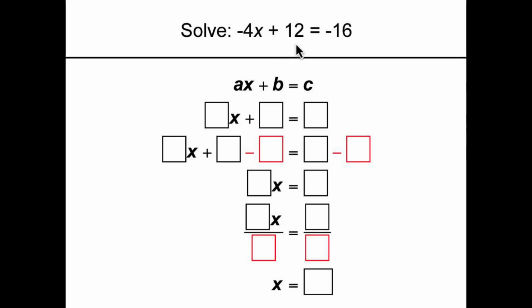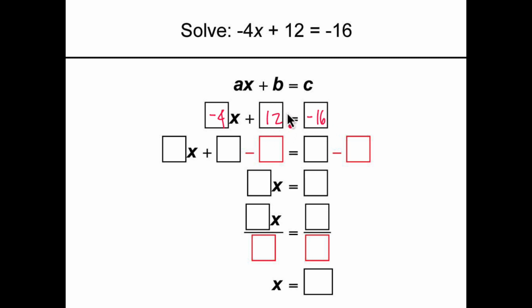Solve this two-step equation. It's a two-step equation because it involves two operations: multiplication, which is shown here, and addition, which is shown here. Let's take this equation and plug it into this template. So we get negative 4x plus 12 equals negative 16.